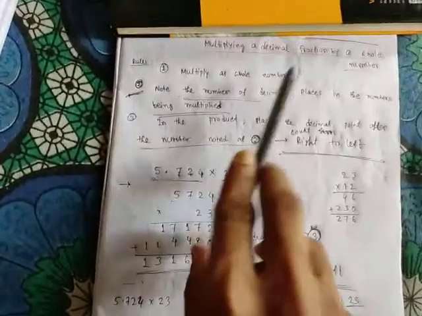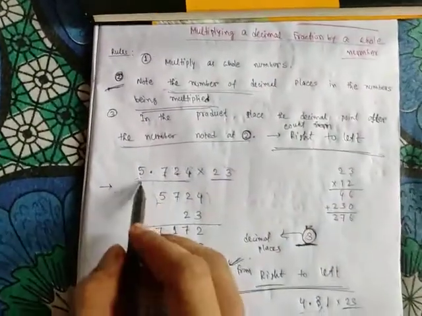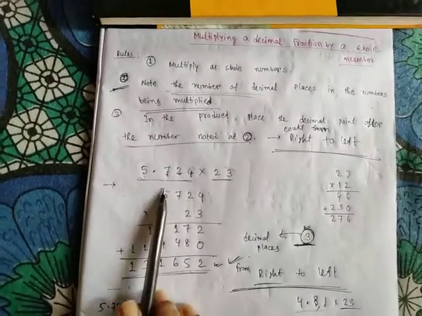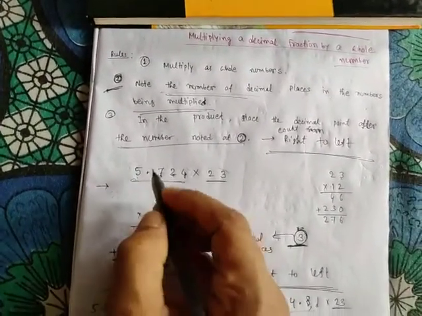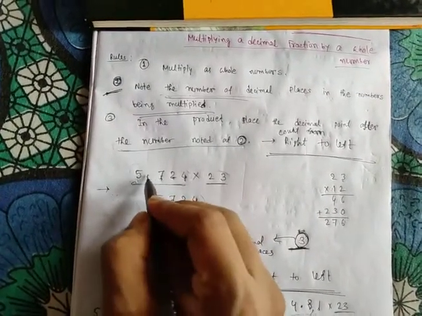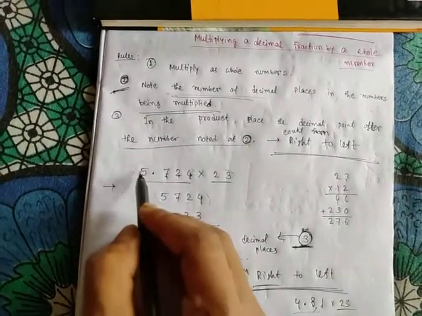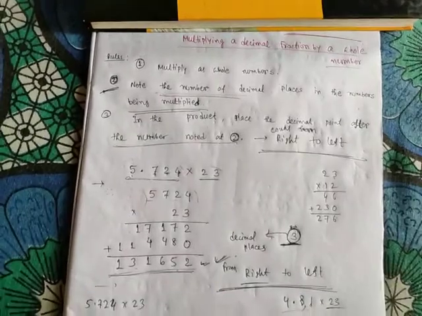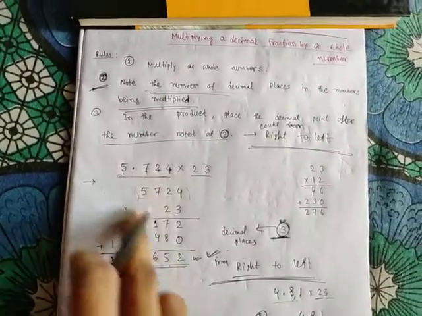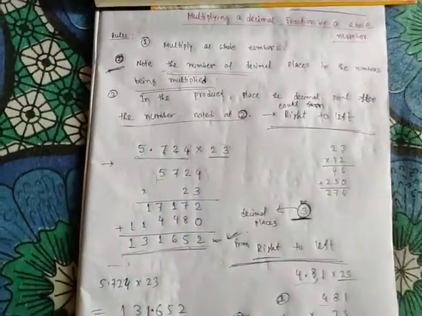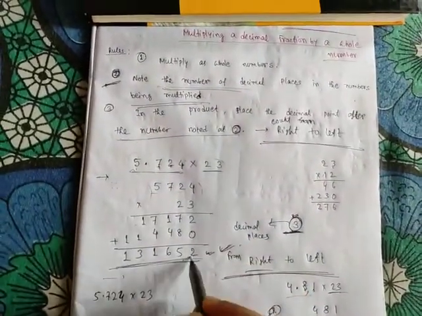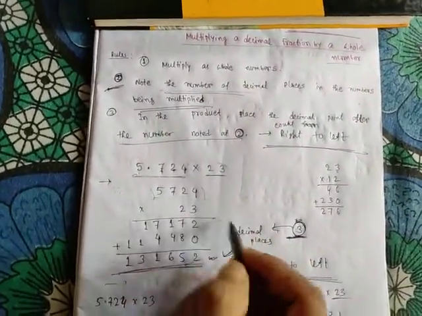So again I am just telling, multiply as whole numbers means you have been given some decimal fractions, so my whole number means just omit the decimal point. No, whole number means not the whole part. Whole number means the total number. You have to write the total number without the decimal point. Okay, so do the multiplication first. So I have done the multiplication here as whole numbers. See, this is the whole number, this is the whole number.